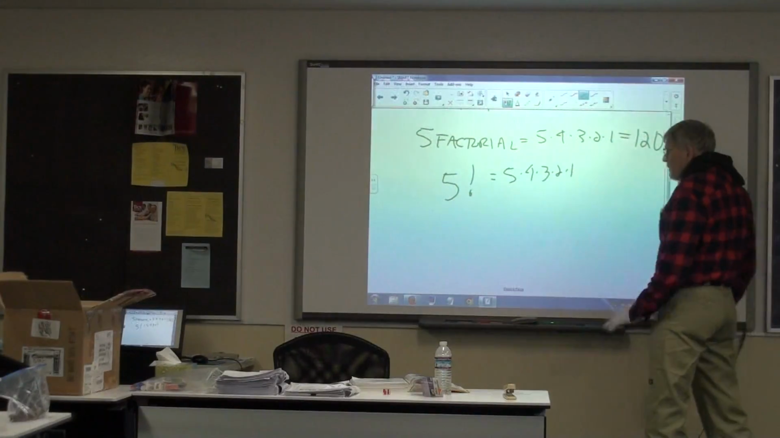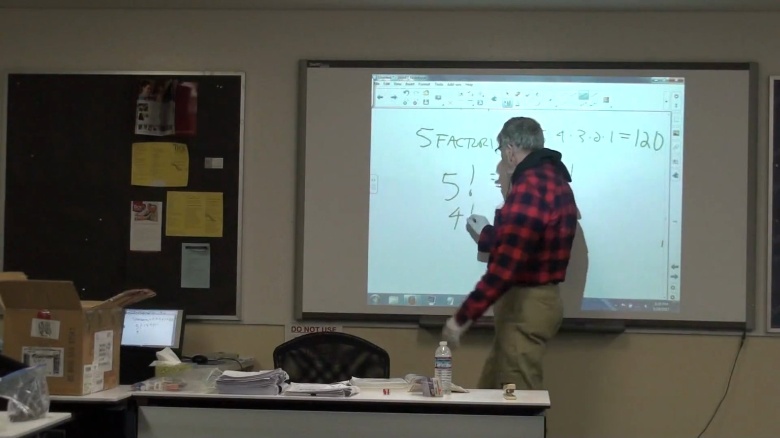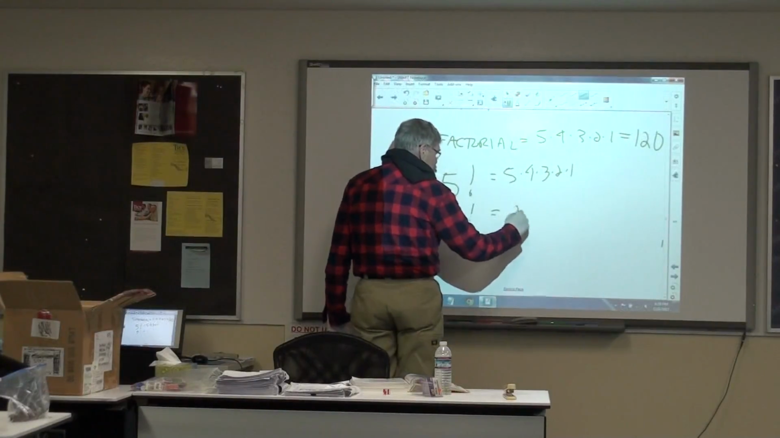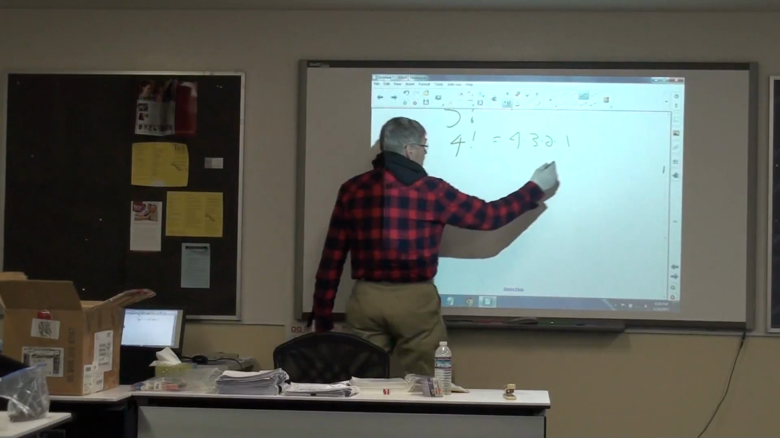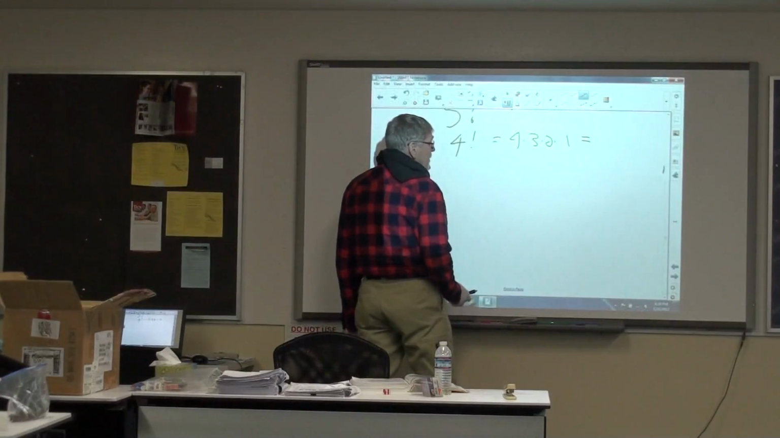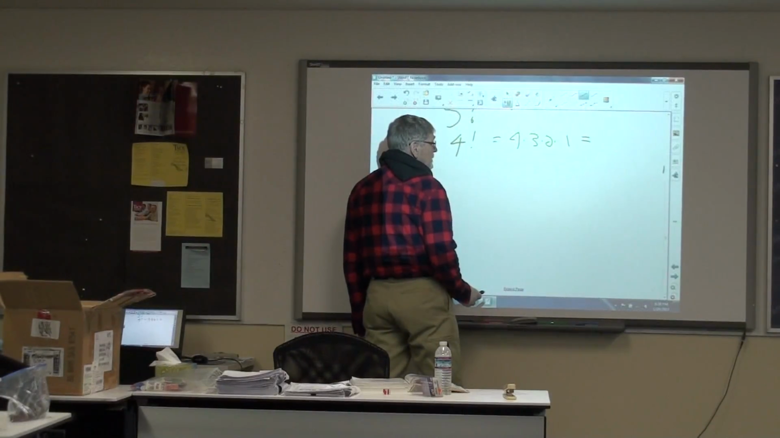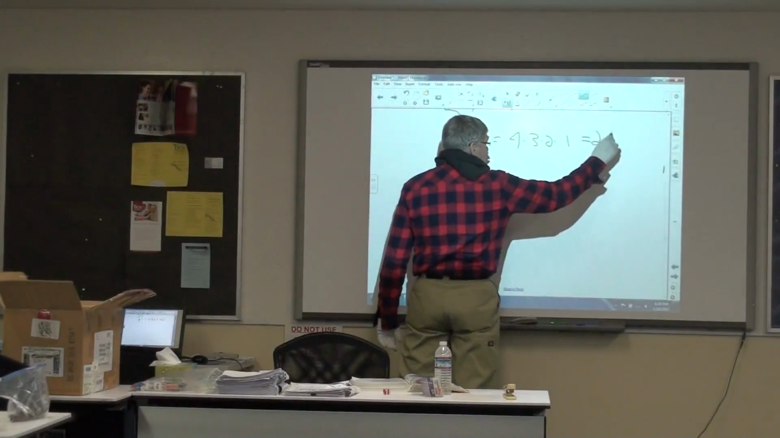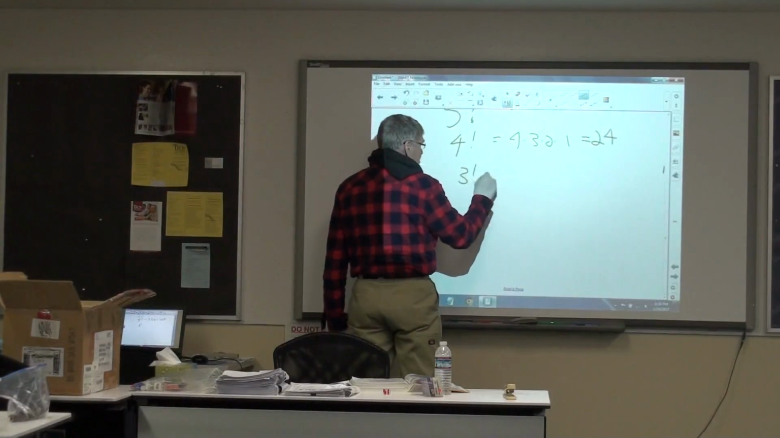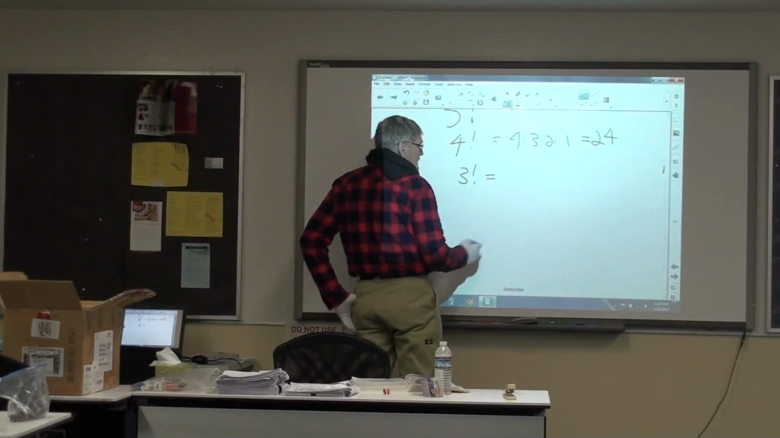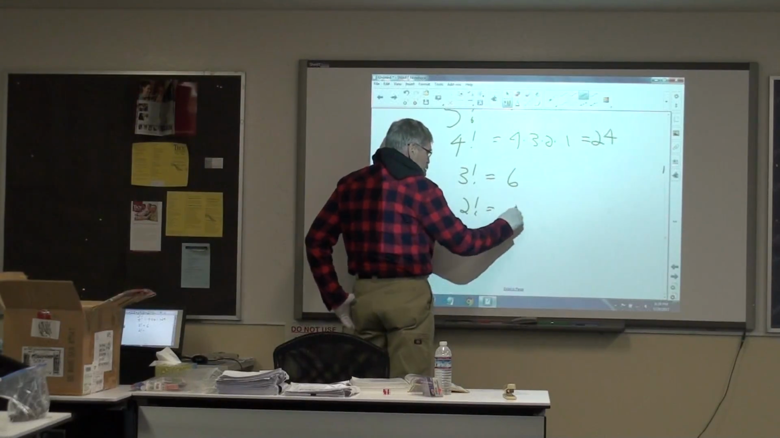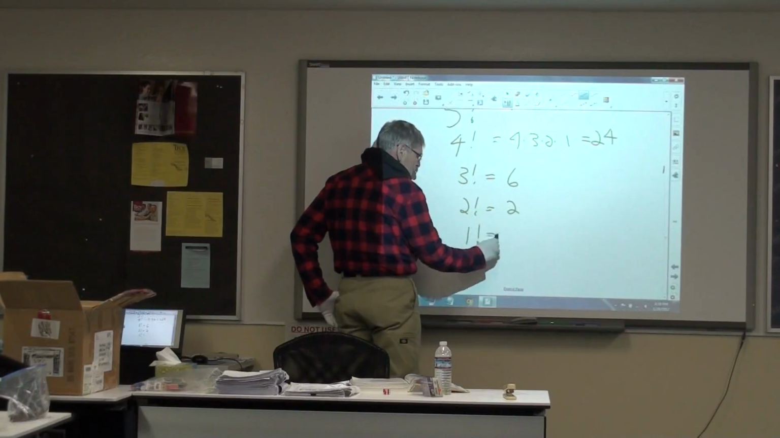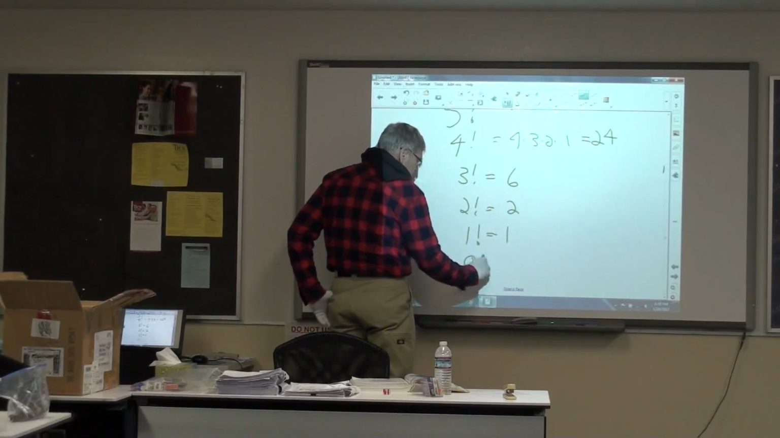So what is 4 factorial? 4 times 3 times 2 times 1. And indeed, what number does that come out to be? 24. And what number does 3 factorial come out to be? 6. And 2 factorial is equal to 2. And 1 factorial is equal to 1. And 0 factorial is equal to 1.